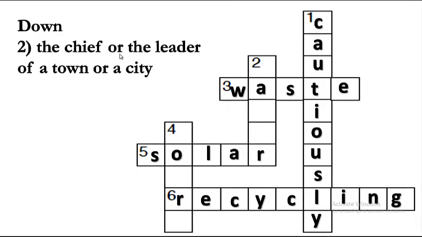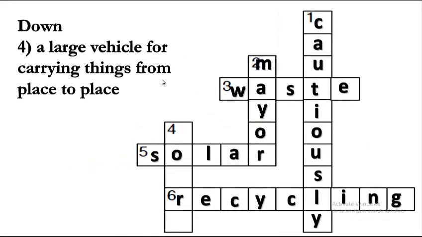What about number 2? The chief or the leader of a town or a city. Mayor, that's right. Number 4. A large vehicle for carrying things from place to place. That's right. Lorry, lorry, that's right.